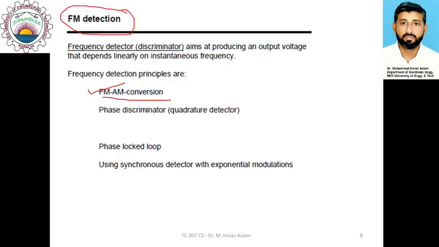First, FM can be detected by using an FM to AM conversion. Second, a phase discriminator, sometimes called a quadrature detector, is also used to detect the FM waveform. A phase lock loop can also be used to detect the FM signal, and we sometimes use synchronous detectors to detect the FM waveform. So FM can be demodulated or detected by any of these schemes. Let us quickly discuss each of these schemes individually.